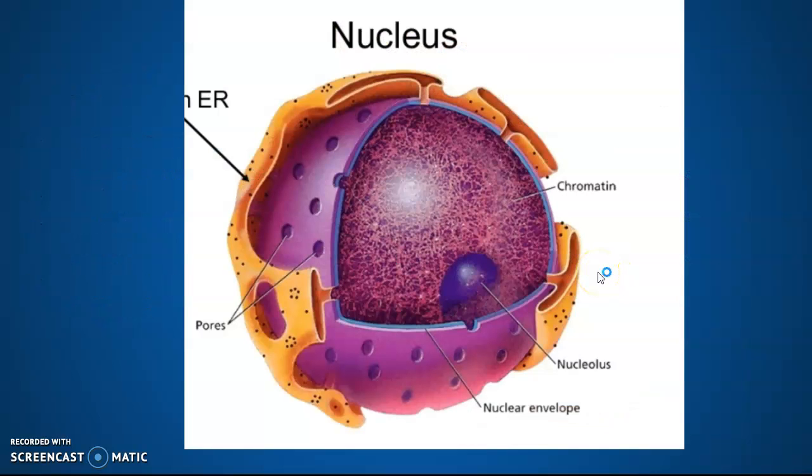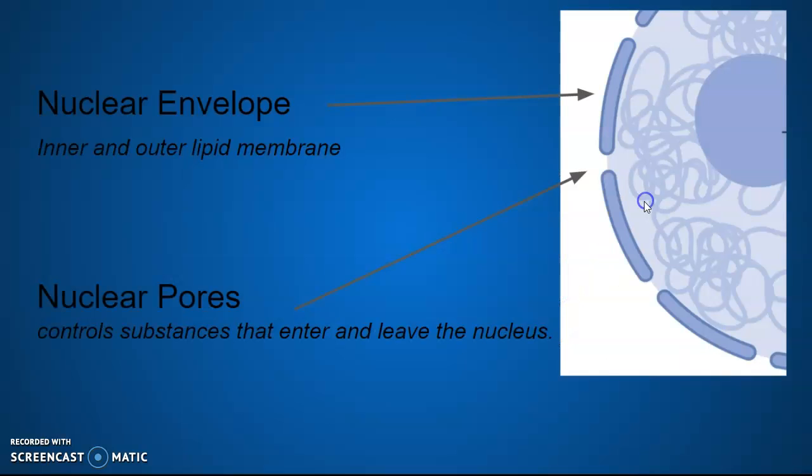So here's a picture of the nucleus. We have the pores, the nuclear envelope, the nucleolus, and the chromatin. We're going to be talking about these terms in the following slides. So first, we have the nuclear envelope, which is a double layer.